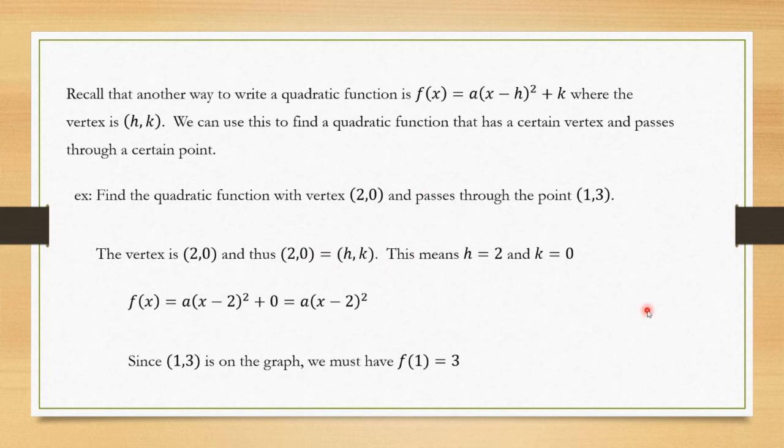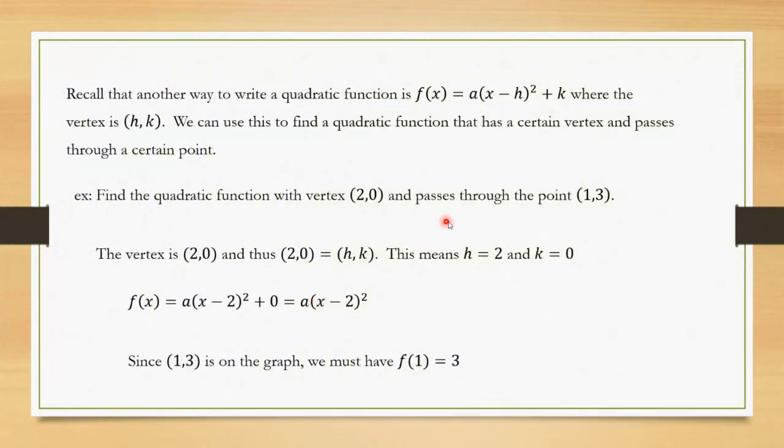So we get H must be 2, K must be 0. Okay, that's good, because now we know what H and K are. So we plug them in, and we get f of x is this. Are we done yet? No, we're not, right? We don't know what A is. But we do have something else that's given to us.